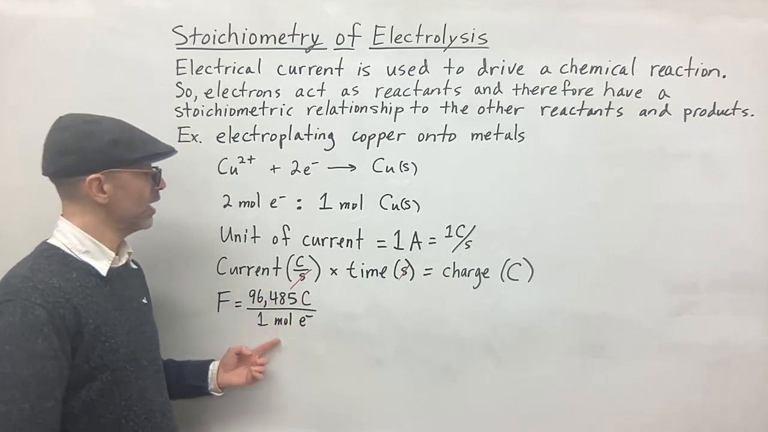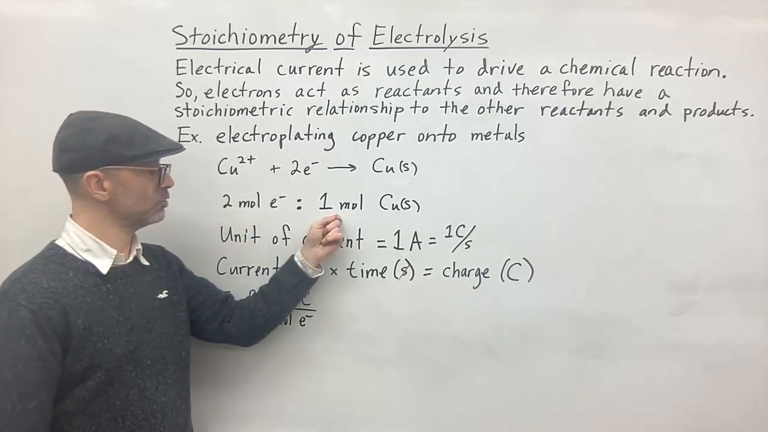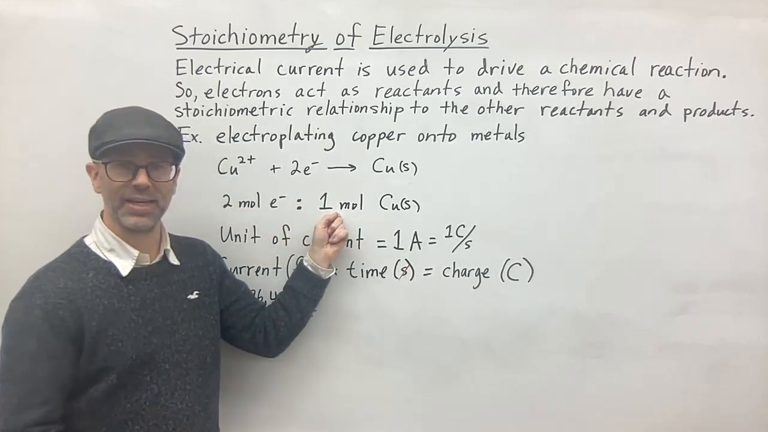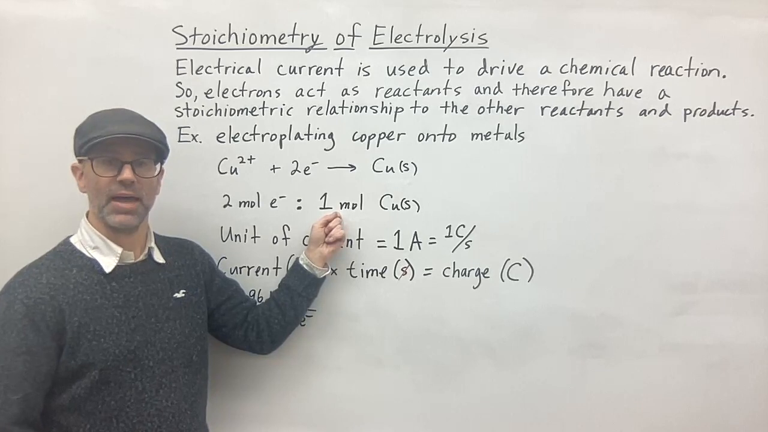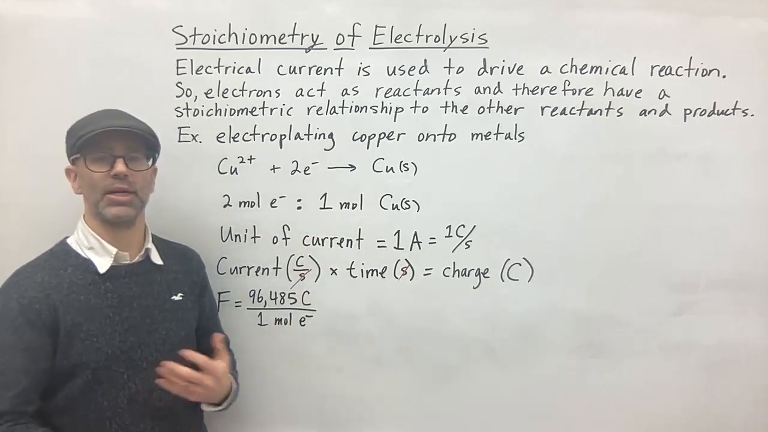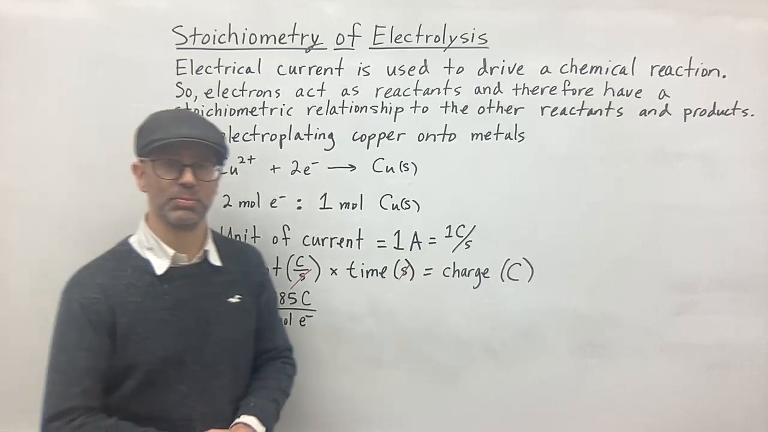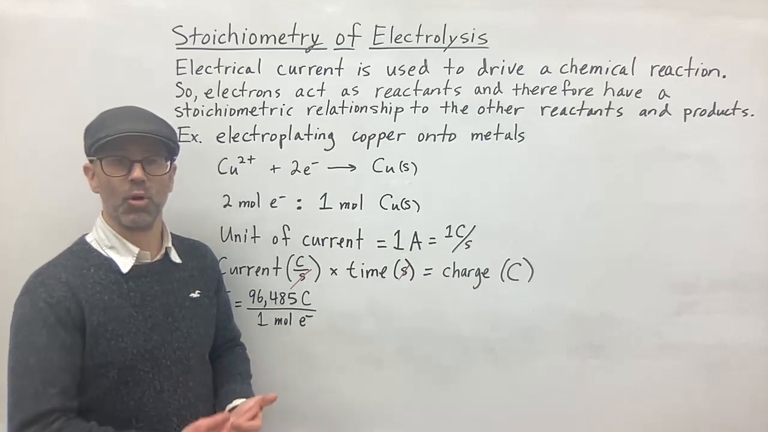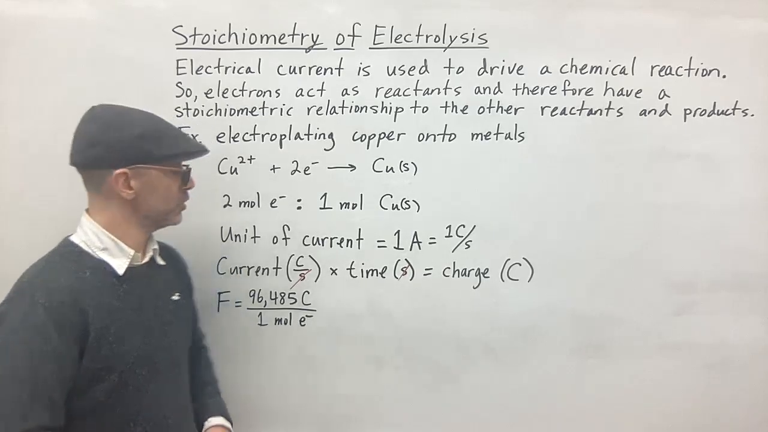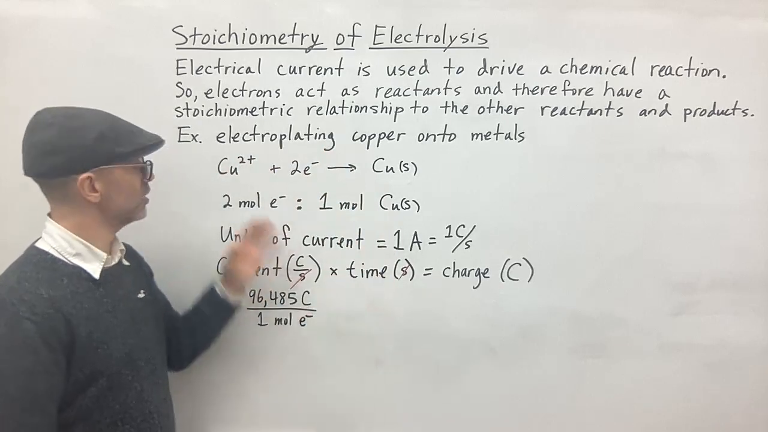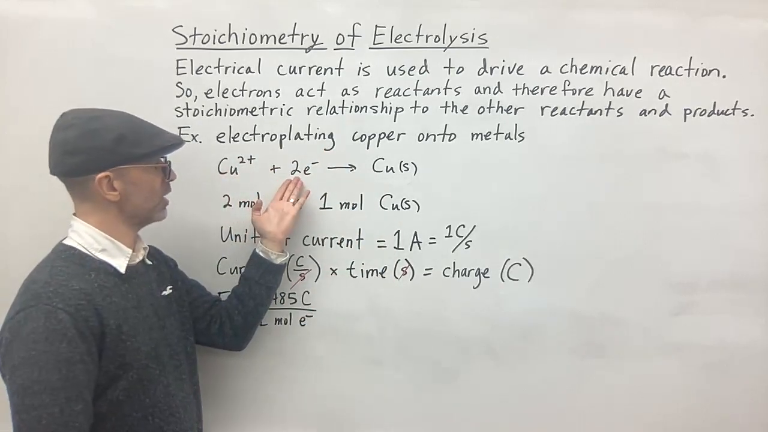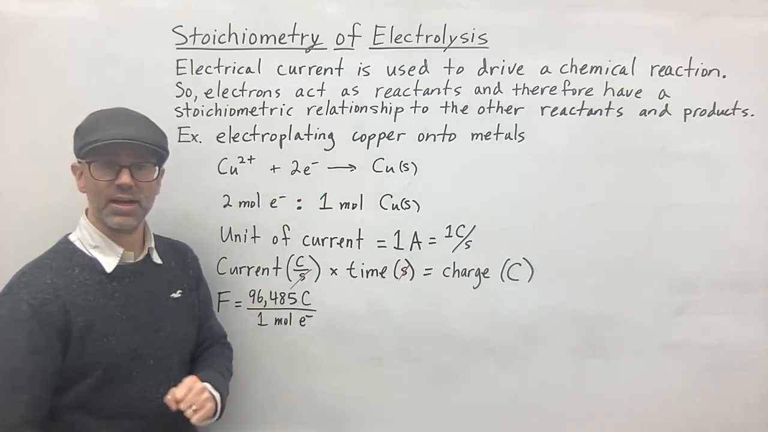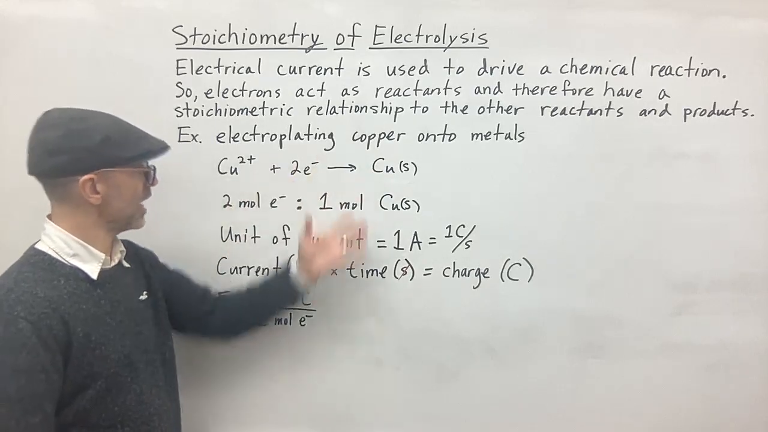Once I get this, now I can use the moles of electrons to moles of copper to convert to moles of copper that was plated onto the surface of my metal. And then if the problem is asking for, hey, how many grams of copper was plated on your metal, then you would just use the molar mass of copper to convert from moles of copper to grams of copper. So that is how you can use the stoichiometric relationship between the electrons that are flowing to create a solid metal, as an example here.